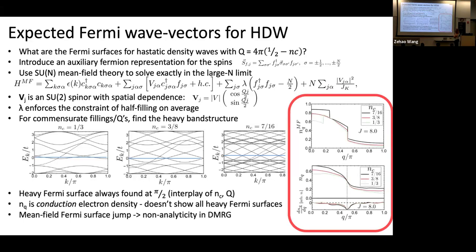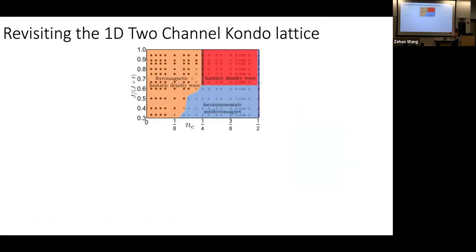Oh my goodness, the 1/3 is not visible. But the 3/8 has just one jump. The 7/16 has a jump here. The 1/3 has a jump here. And these match up with the non-analyticities here and here and here that are very hard to see. But it agrees, right? We get a mean field jump in the conduction electron density, and that corresponds to a non-analyticity in the DMRG. So we really believe this is describing this static density wave.